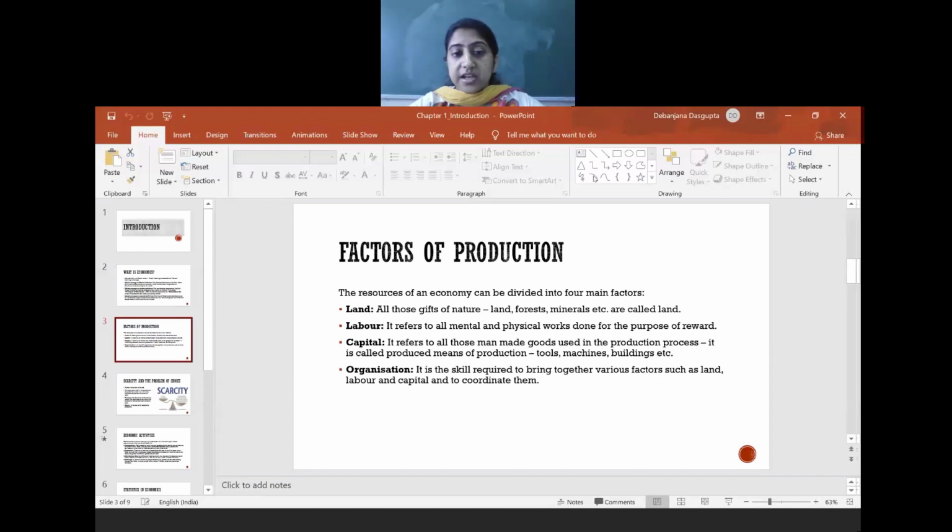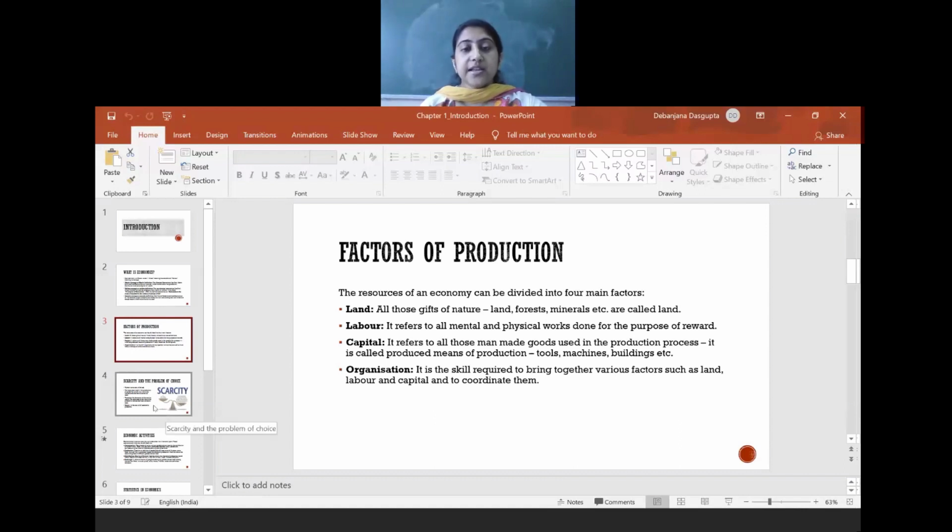And last is the organization. It is the skill that is required to bring together various factors such as land, labor, and capital and to coordinate them. So, an organizer or an entrepreneur will bring together all the other factors of production, that is land, labor, and capital, in producing the final output. So these are the four resources or the four factors of production. That is, the factors which are used for the production of the final output.